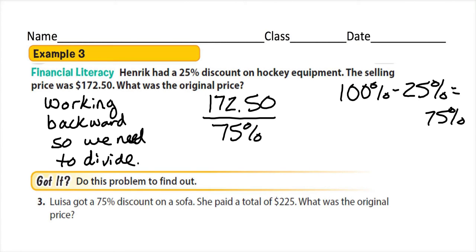All right, so you're still going to type this in the calculator the same way. So we're going to type in 172.50, and then we're going to divide that by 75, and then the percent sign again, second and left parenthesis. And it says we're going to end up paying $230.